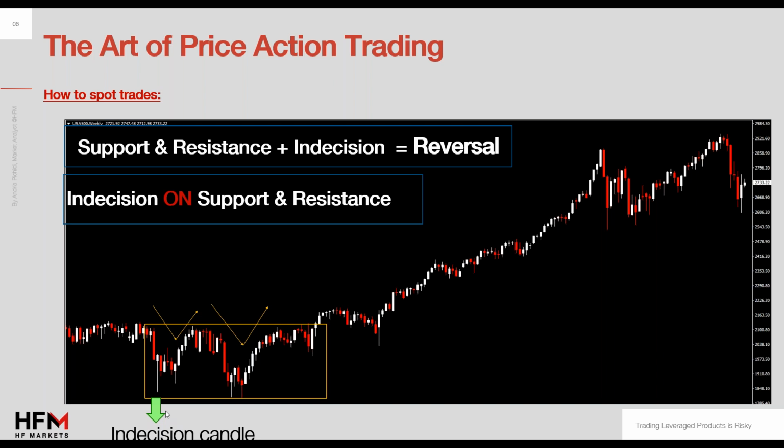Swing lows and swing highs are also used as support and resistance levels. So these swing lows have revealed a support level, right?